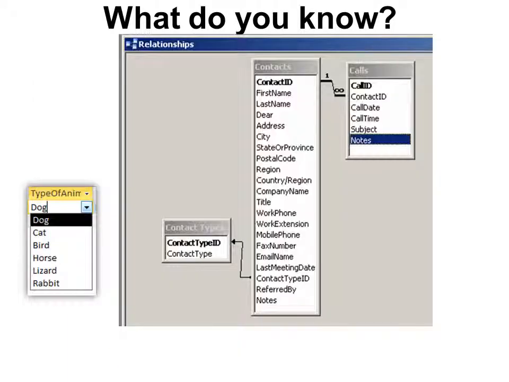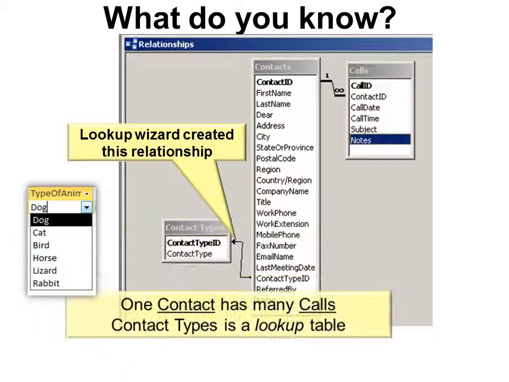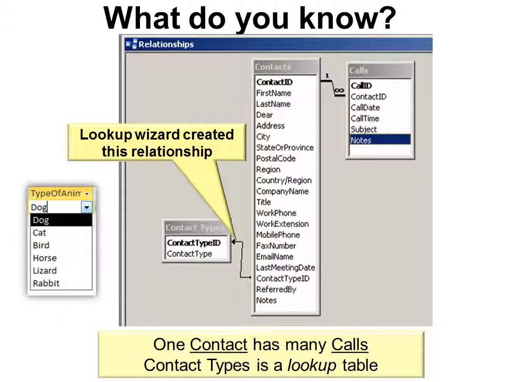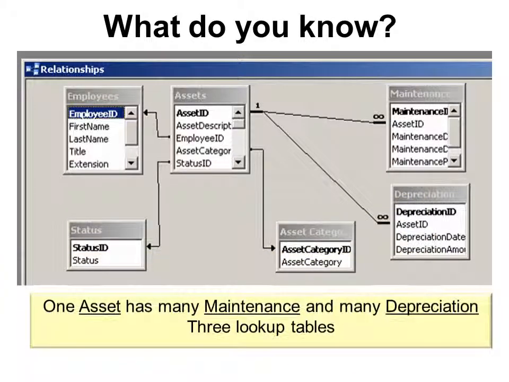Here's another one. One contact has many calls. Always look for the one-to-many, starting from the left. But then what's this down here? This is a different kind of relationship called a lookup table. This is a lookup table, and so it doesn't have that many symbol. One contact has many calls, and contact types is a lookup table. What do you know from this table? One asset has many maintenance and many depreciation, and it has 3 lookup tables.